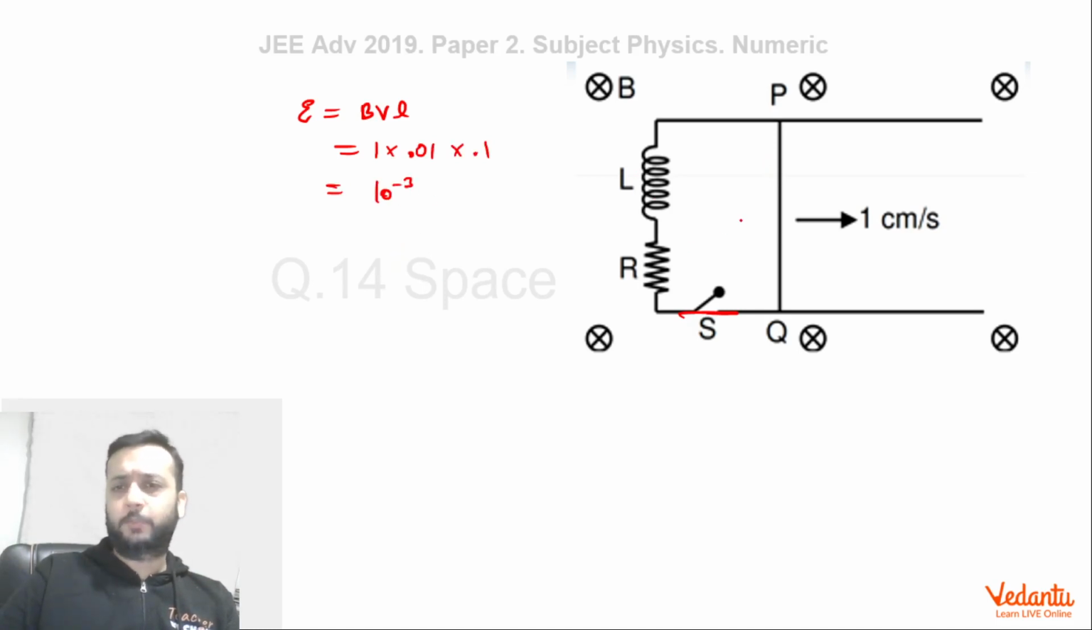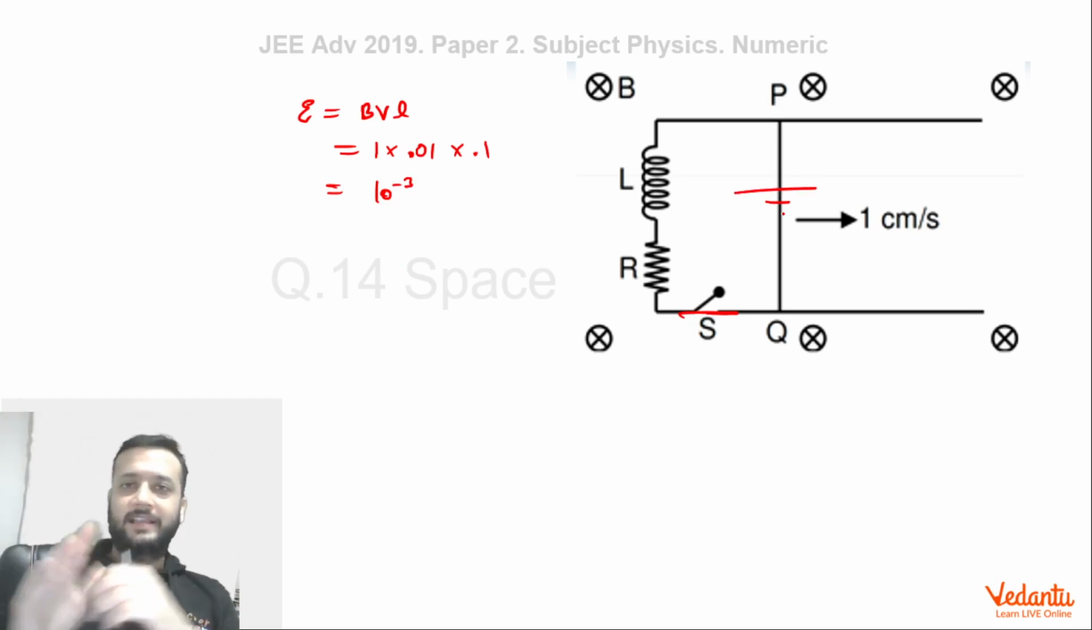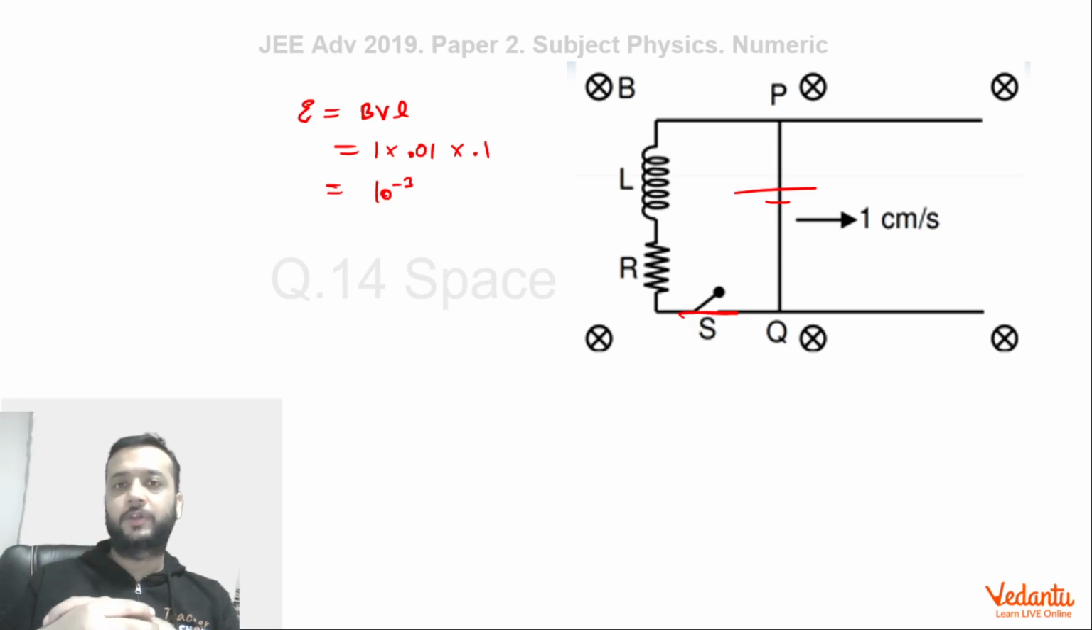We can also see the polarity of the induced EMF. It will be like this because the higher polarity is always in the direction of the cross product of velocity and magnetic field. So if you see V cross B, it's going to point in the upward direction. So this is the higher polarity.